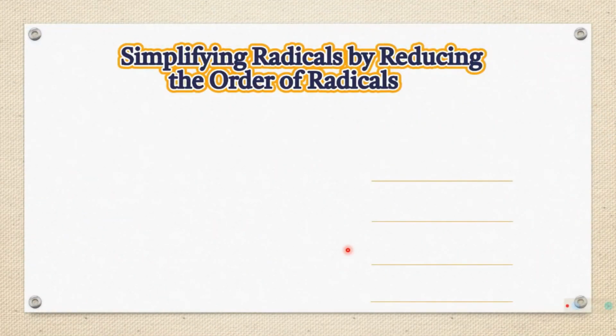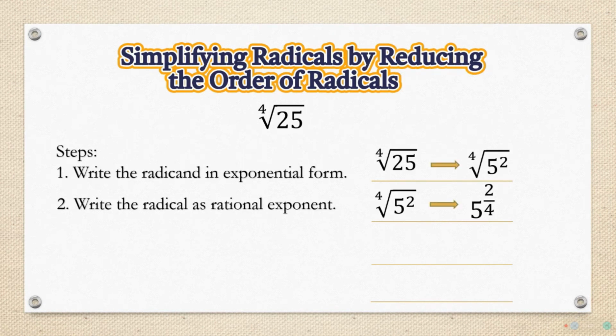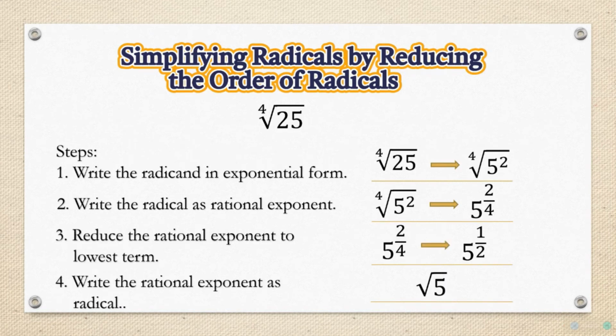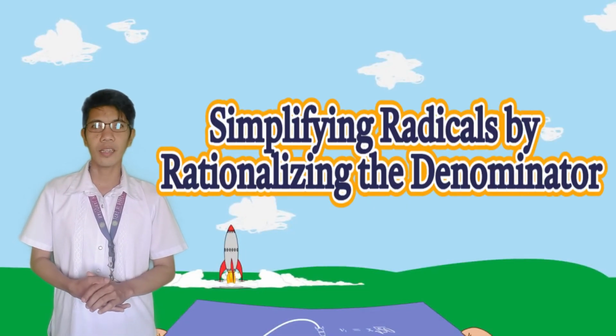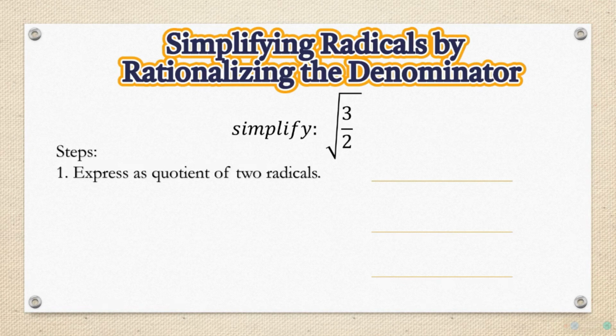Let's have another example. This time, let us simplify radicals by rationalizing the denominator. Our next example is square root of 3 over 2. As you can notice, our radicand is in the form of a fraction. Our first step is to express it as a quotient of two radicals, and square root of 3 halves can be written as square root of 3 over square root of 2.